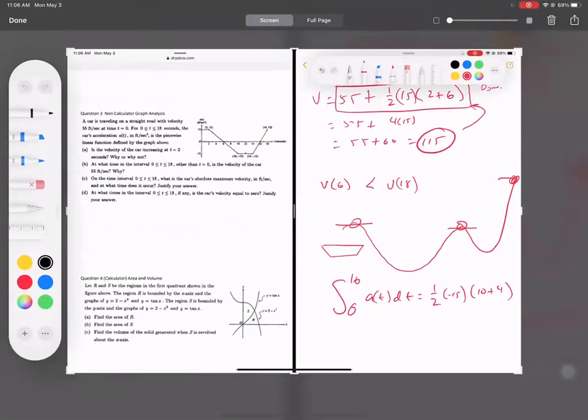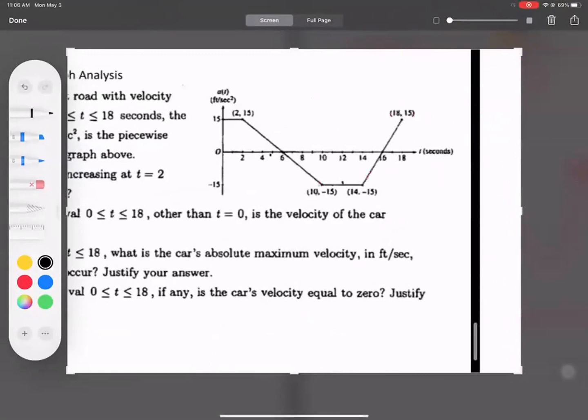Real quick, let me go ahead and show you what I'm doing here. I said 1/2, this is my height. That's 15. This part here, that's 4. 10 to 14 is 4. 10 to 16 is 10. And those are where I got those numbers from.